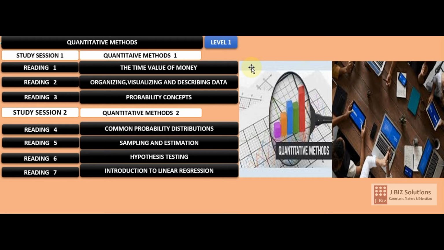The quantitative methods have been divided into two sessions. Study session 1 will consist of 3 readings. Study session 2 consists of 4 further readings. So quantitative methods 1, reading 1, the time value of money: the relationship between present value of cash flows and future value of cash flows.